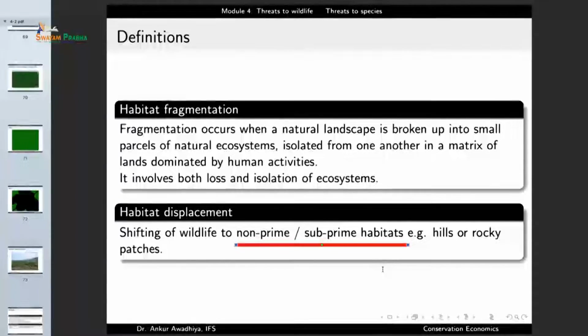So these are all different threats to the species. So we looked at the large population dynamics, we looked at the small population dynamics, and we looked at processes of habitat degradation, habitat loss, habitat fragmentation, habitat displacement, and so on. So these are all the threats that our wildlife are facing these days.